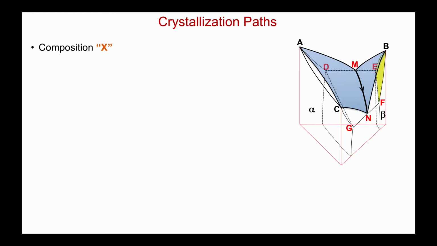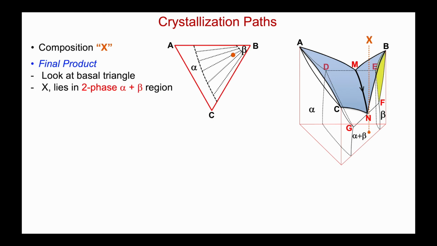Let's use the space diagram to look at the crystallization path of a composition. We'll choose this one here that cuts through this BMN liquidus. First, let's just check out our final product. So after all is said and done and solidification is complete, if we look at the basal triangle and the solid state equilibrium, we see it lies in a two-phase alpha plus beta region, and that is highlighted here, just adding the tie lines in that solid state two-phase region. So that's where we're going to end up. How do we get that?